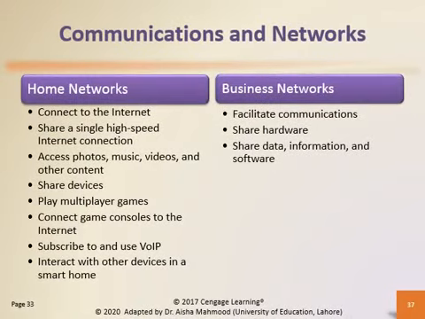Home networks save the home user money and provide many conveniences. Each network computer or mobile device on a home network has the following capabilities. It can connect to the internet at the same time. It can share a single high-speed internet connection. It can have access to photos, music, videos, and other content on computers and devices throughout the house. It can share devices such as a printer, scanner, or external hard drive.